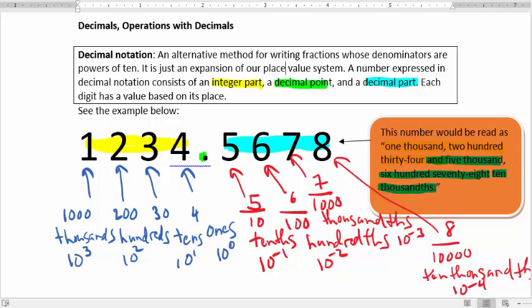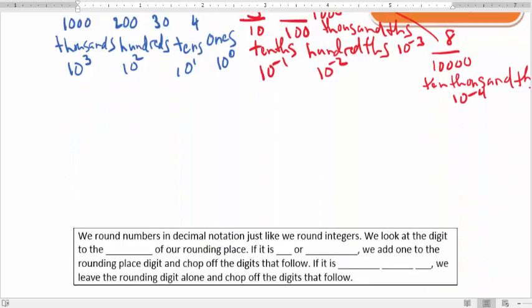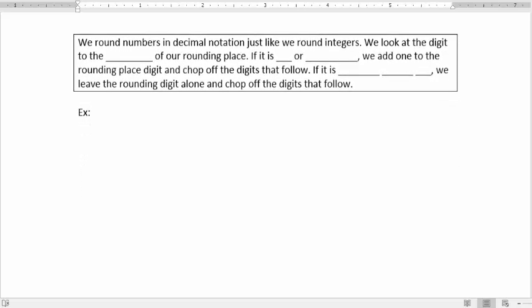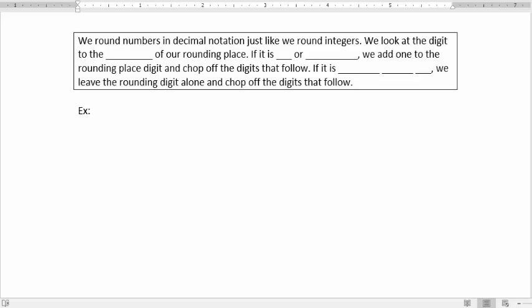Okay? So that's the idea of decimals. And then rounding numbers in decimal notation is just like rounding integers, right? What you do is you look at the digit that's to the right of our rounding place, and if that number is 5 or greater, you add 1 to the rounding place digit, and you chop off the digits that follow. This is the one thing that's different with decimal rounding than with whole number rounding. You actually chop off the digits that are to the right of the decimal point after the rounding place, so we'll look at that shortly.